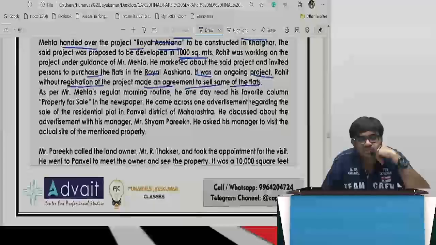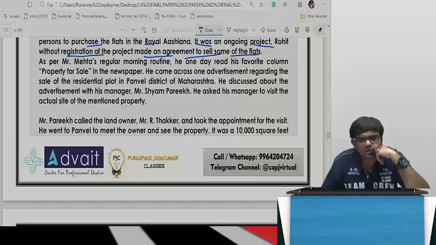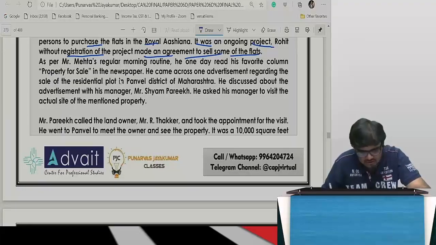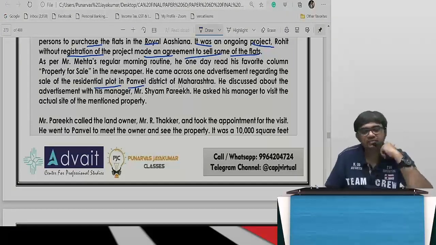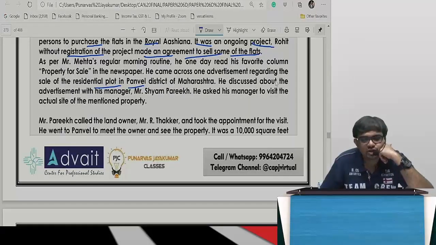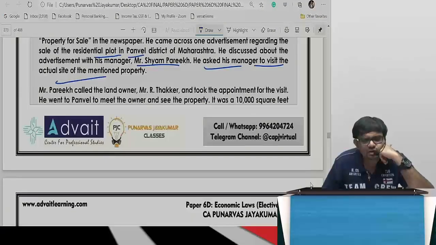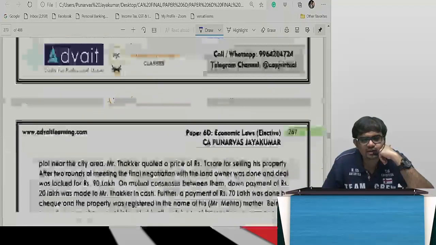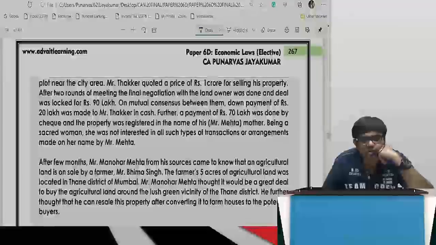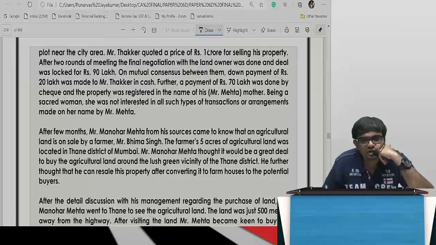As per Mr. Mehta's regular morning routine, one day he read his favorite column, property for sale. Came across an advertisement, sale of residential plot in Panvel district of Maharashtra. Discussed the advertisement with his manager, Sham Parikh. He asked his manager to visit the actual site. Mr. Parikh called the landowner, Mr. Thakur, and took an appointment to visit, went to Panvel, and it was a 10,000 square feet plot. Quoted a price of 1 crore.